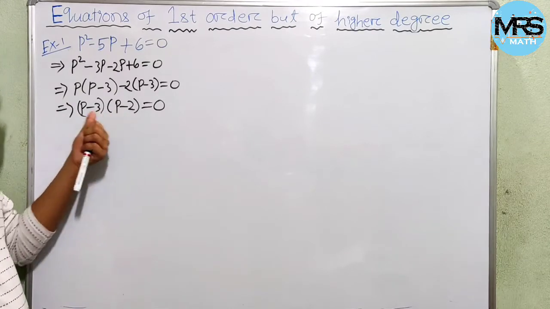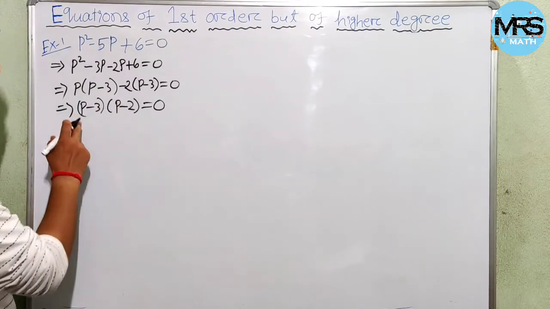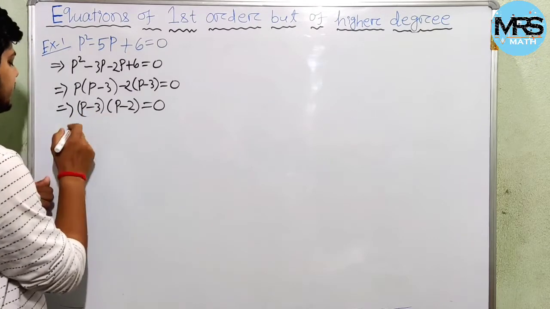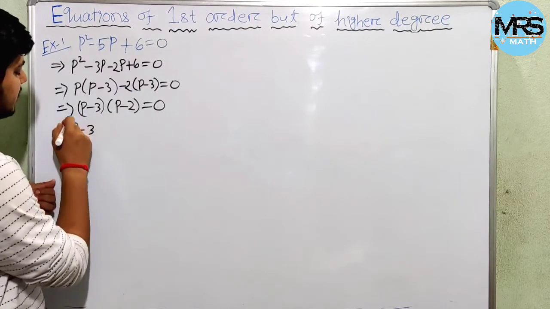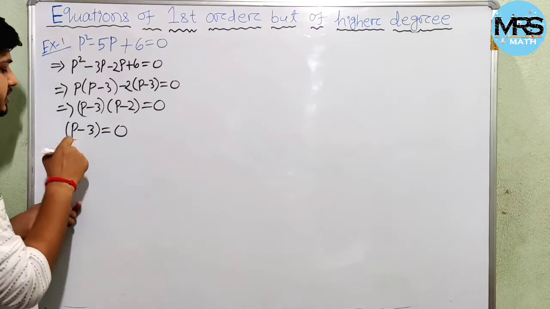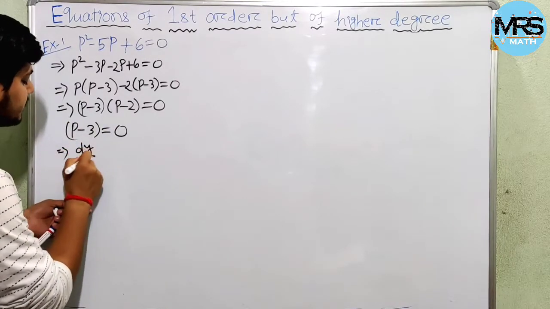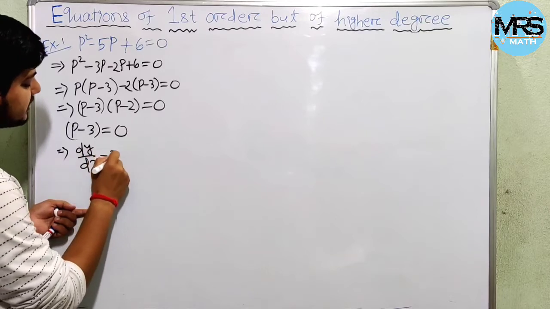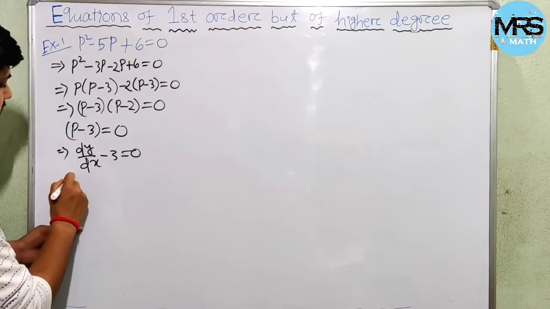Each term contains p. Now we will solve each term. If we take p minus 3 equal to 0, then p represents dy by dx, so dy by dx minus 3 equal to 0.